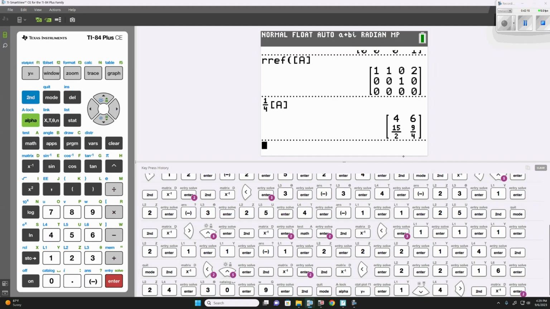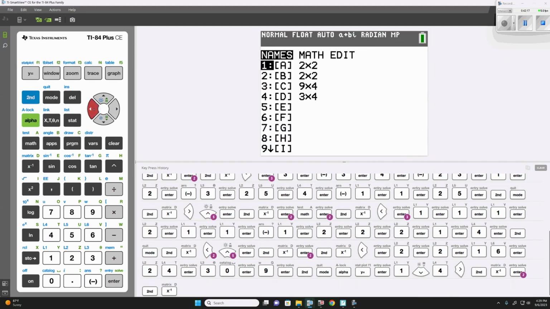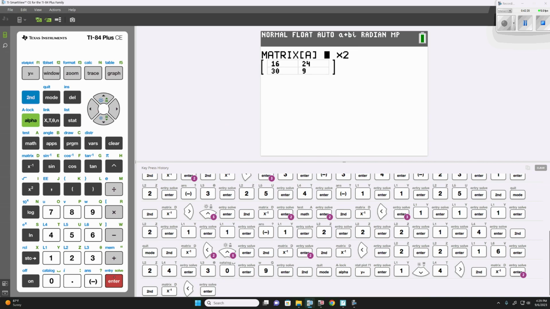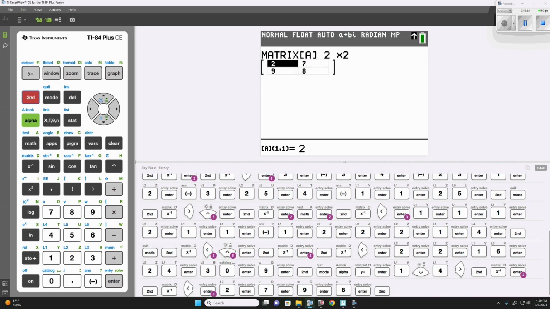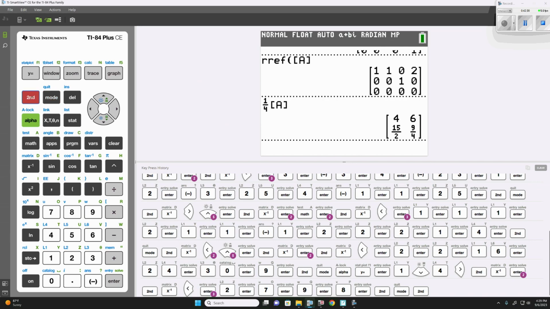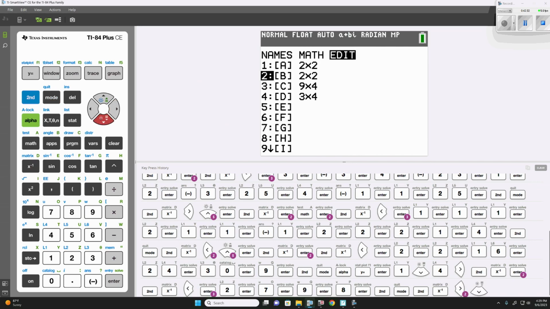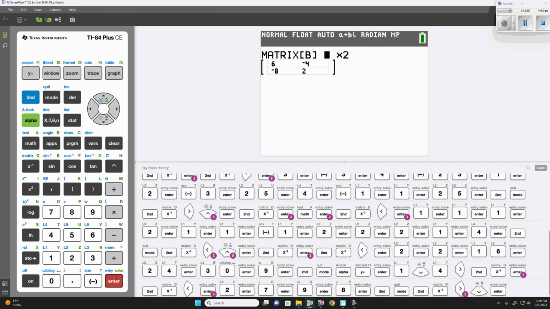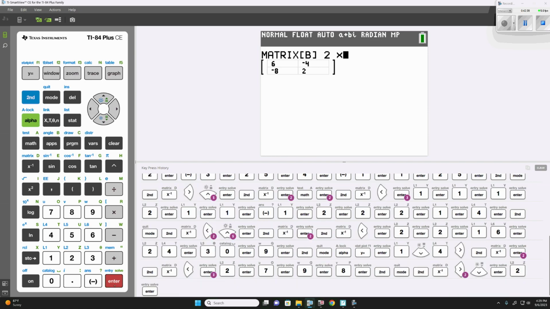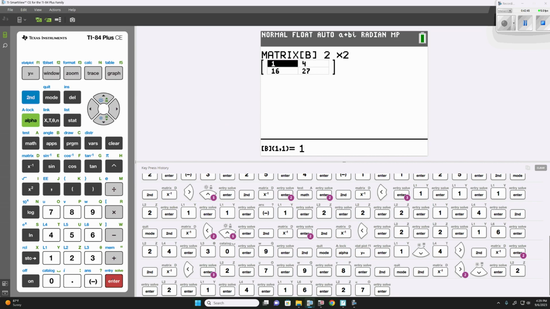Now we can also do this in the calculator. If we want to do it in the calculator, the first thing we need to do is plug the first matrix in. So it is a 2 by 2. We have 2, 7, 9, 8. And once we get that plugged in, we'll go second quit. Now this time, we need a second matrix. So I'm going to go down to B. And again, the second matrix listed is a 2 by 2. And it's 1, 4, 16, 27.